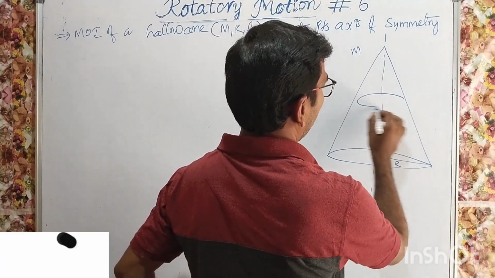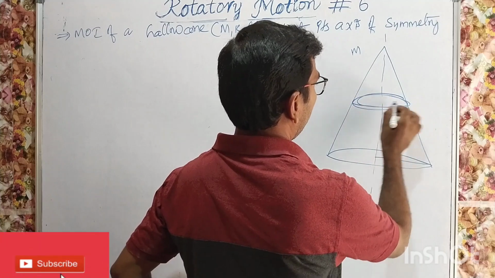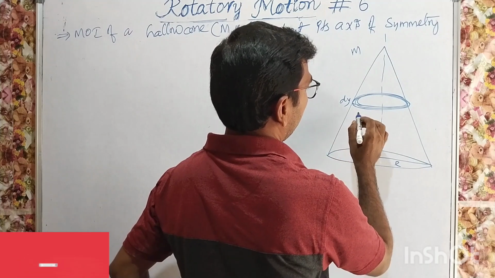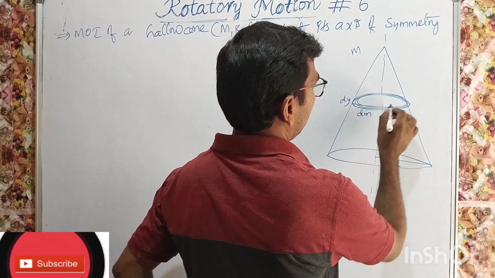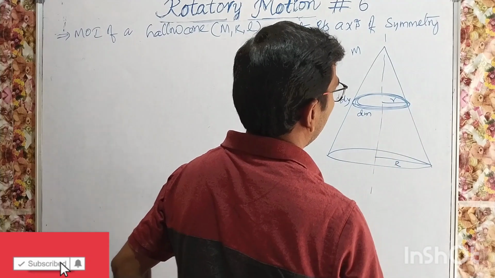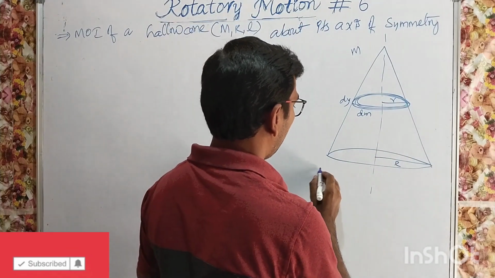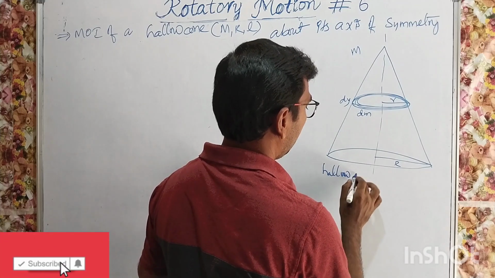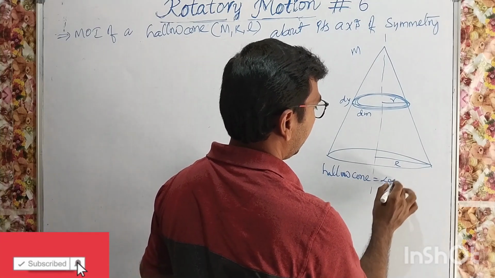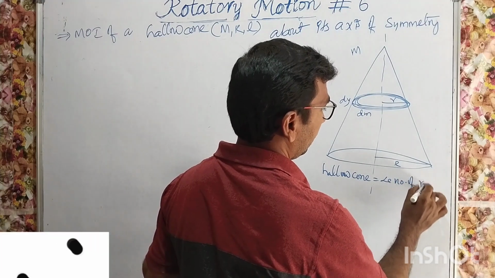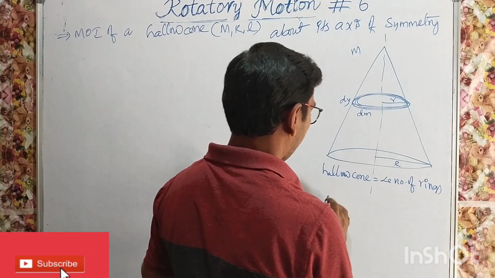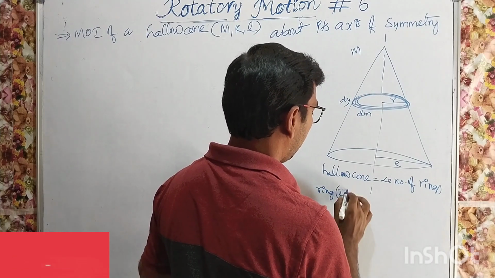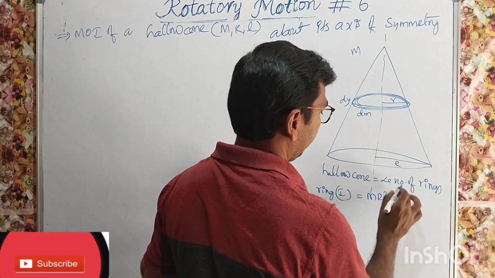So I will consider a small element, dy. The small element has mass dm. This radius is r. So a hollow cone is equal to an infinite number of rings. So for a ring, the moment of inertia I is equal to m r square.